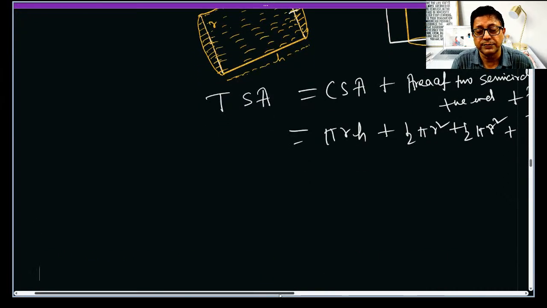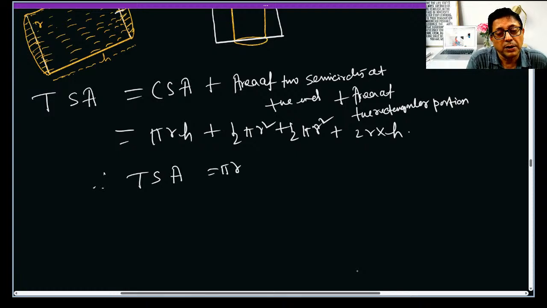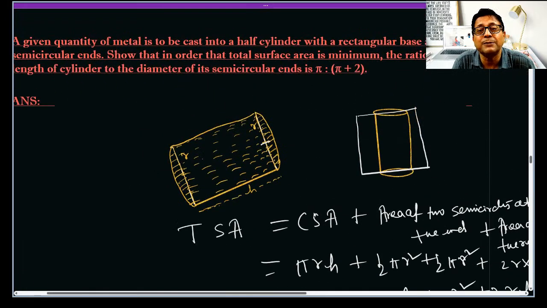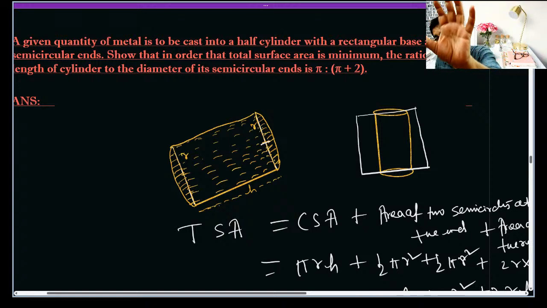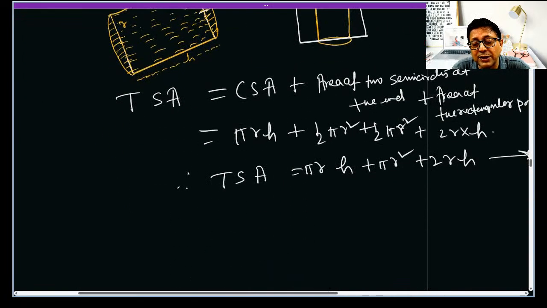Total surface area is what? So TSA equal to pi r h, pi r square, 2r h. This is number 1. If you can imagine the diagram, then it is done. What's the next part of the problem? Given quantity of metal is to be cast into half cylinder, means volume of cylinder is a known quantity. It's a constant. Now for minimum surface area, ratio of h by 2r you have to find. Understood?